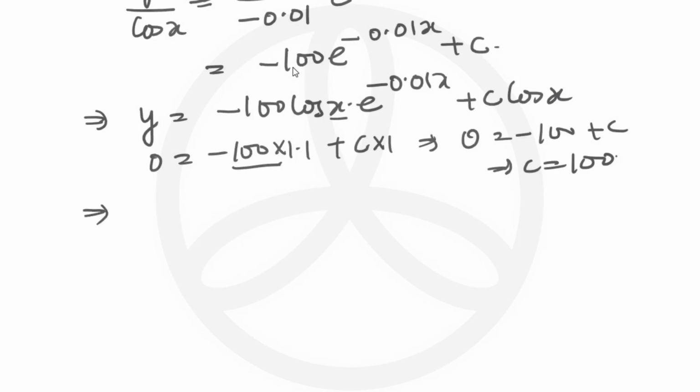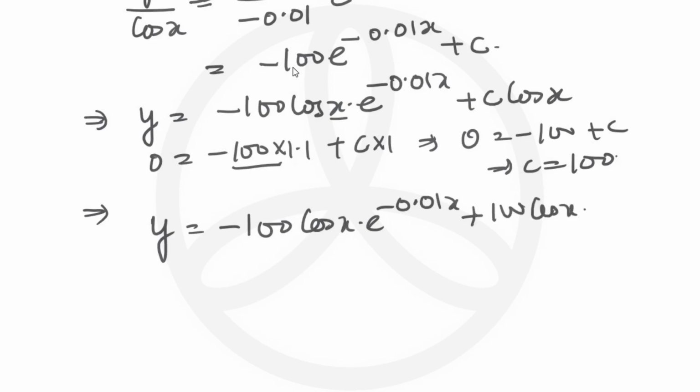So our answer will become y is equal to minus 100 cos x e to the power minus 0.01x plus 100 cos x, or 100 cos x times 1 minus e to the power minus 0.01x. And this is the answer for this particular question number 8. Okay.